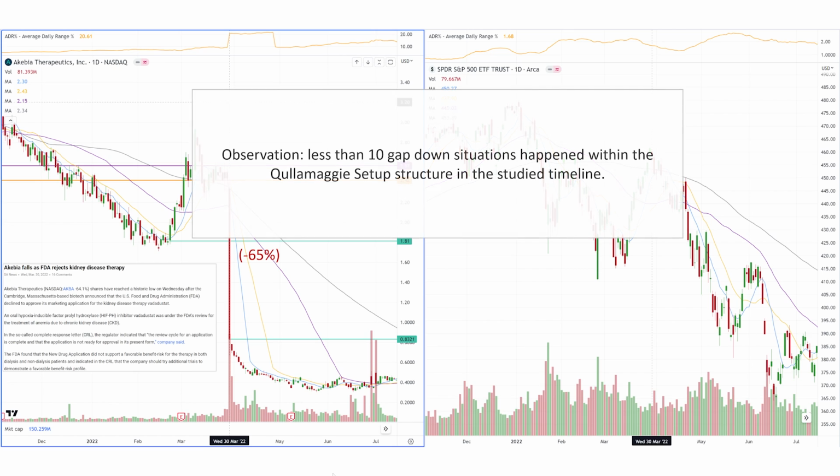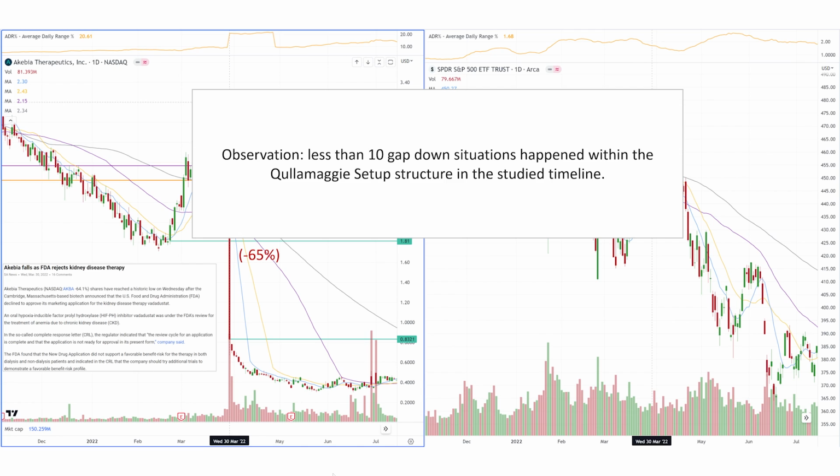However, there was a first good news while doing the deep dive. Less than 10 gap down situations happened within the Qullamaggie setup structure, so when the setup was actually forming itself in the studied timeline. That was a good sign that, well, these gap downs do happen in this industry. They are scary. However, there are not so many. And if I stick around the setup, the probability to get into one of these negative situations is relatively low.